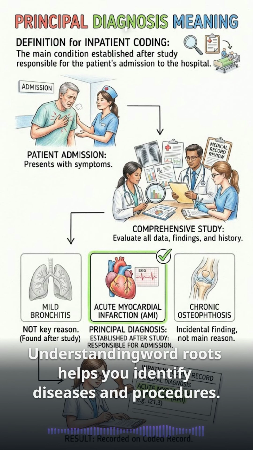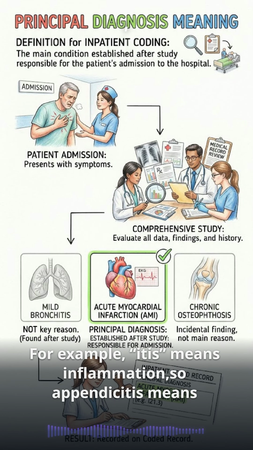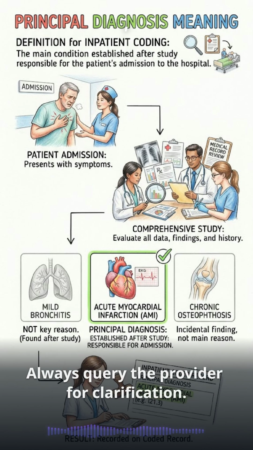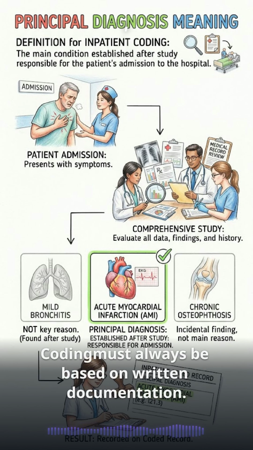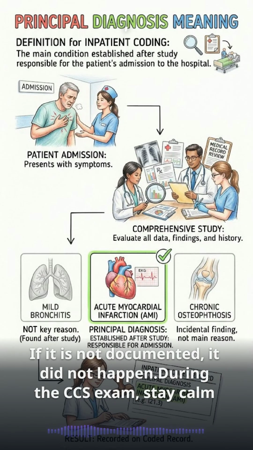Understanding word roots helps you identify diseases and procedures. For example, itis means inflammation, so appendicitis means inflammation of the appendix. Never guess when documentation is unclear. Always query the provider for clarification. Coding must always be based on written documentation. If it is not documented, it did not happen.